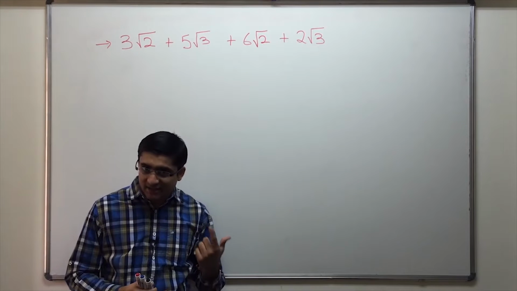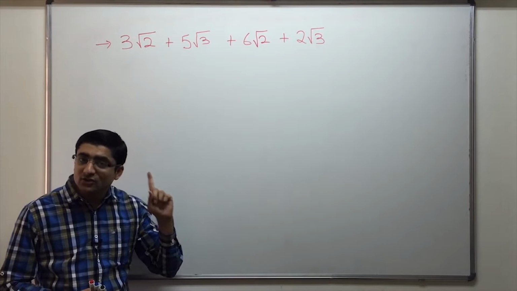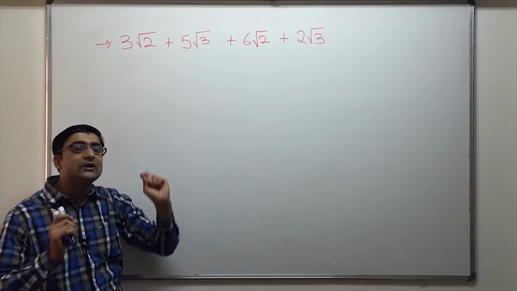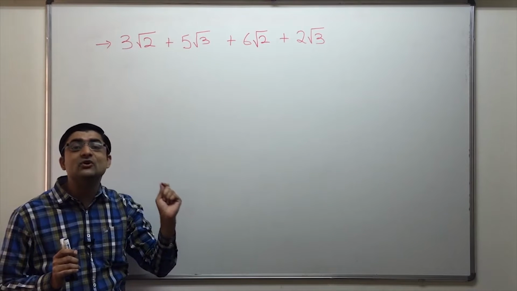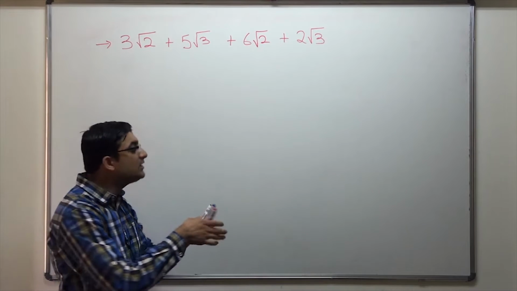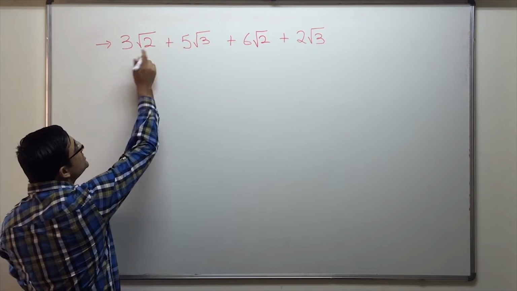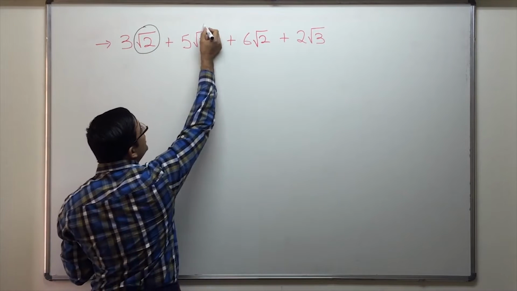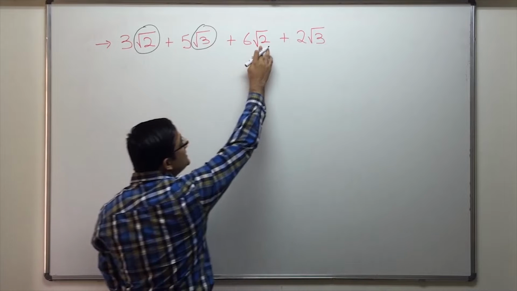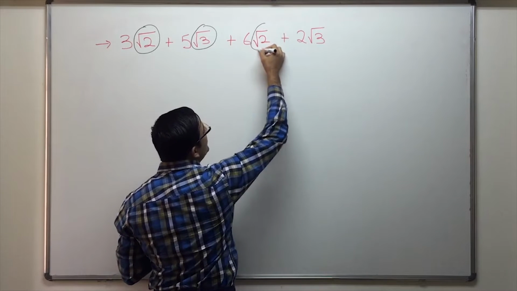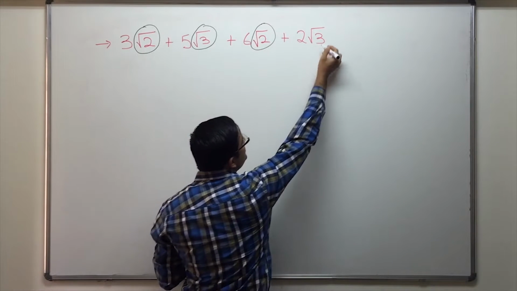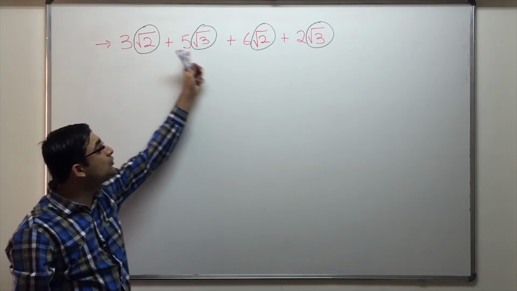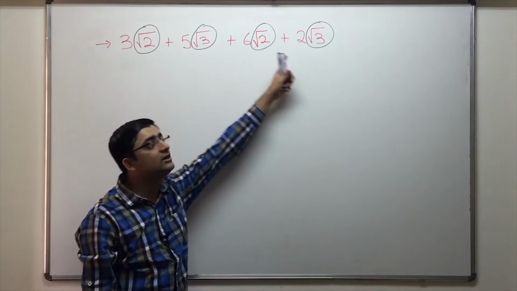See, the rule for adding irrational numbers is we can only add those irrational numbers which have the same square root part. I repeat, we can only add those irrational numbers which have the same square root part. What I mean is that in this number, the square root part is root 2. In this number, the square root part is root 3. In this number, square root of 2. In this number, square root of 3. So we can only add root 2 to root 2 and root 3 to root 3.